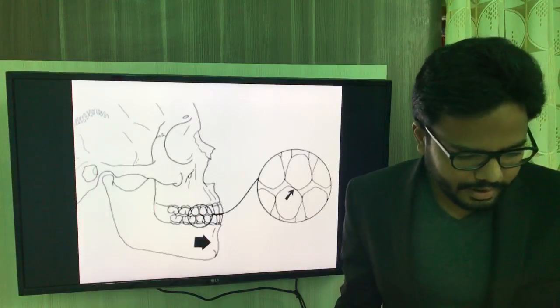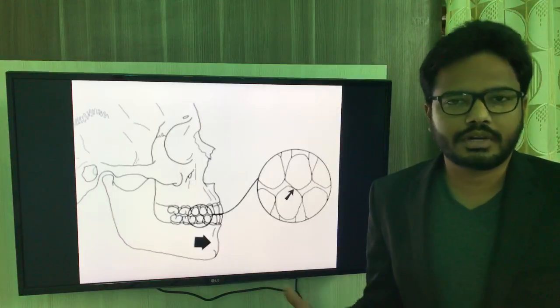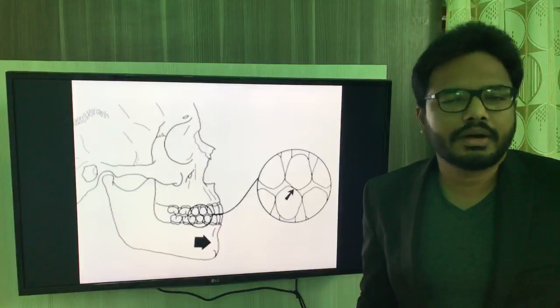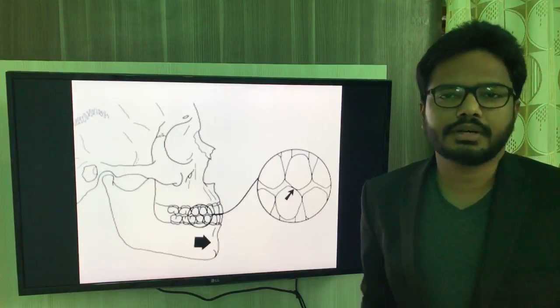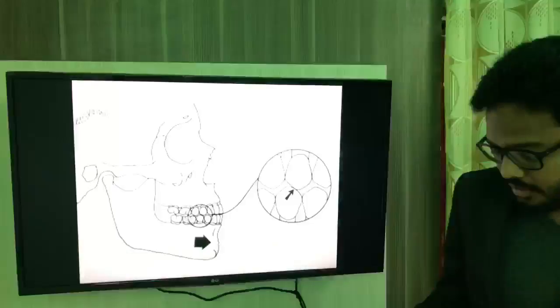So today we're going to have this image-based discussion on the topic from prosthodontics. I will be covering a few images from a removable partial denture as well as from fixed partial denture topics, and we'll try to cover as many as possible.